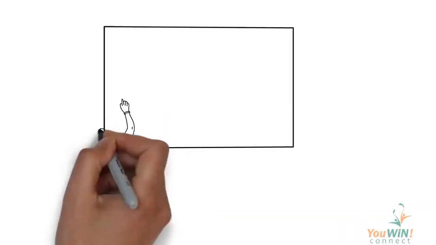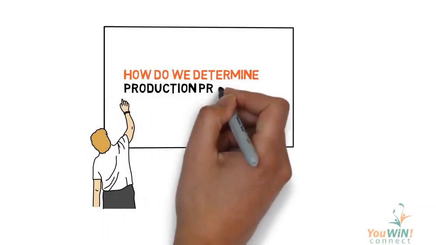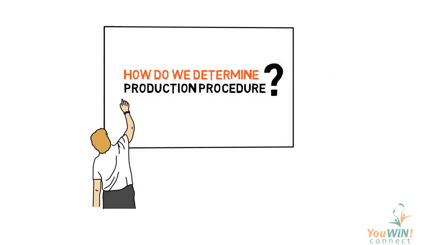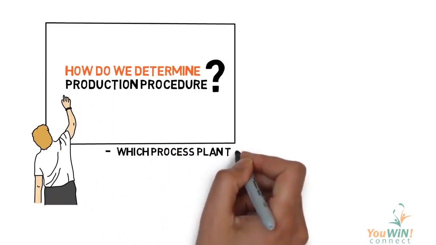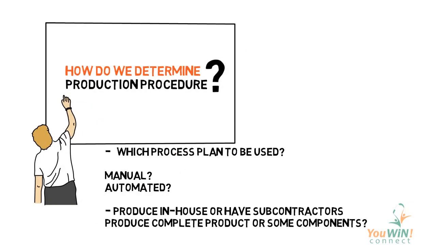So, how do we determine a production procedure? Typically, decisions to be made when deciding on a production procedure include: which process are we using? Manual? Automated? Are we producing in-house? Or are we outsourcing? If we're outsourcing, are we outsourcing the whole product, or are we outsourcing parts of the product?